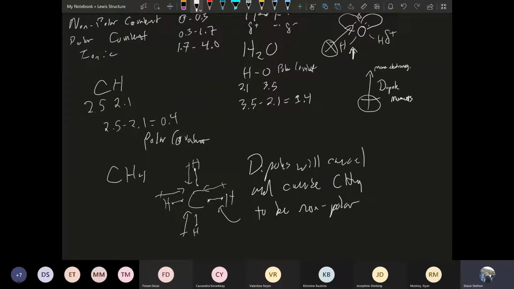So that's where you have to be careful: the bond is polar, but the molecule itself is not polar. So you have to be really careful in how you go about solving for that. Are there any questions with that? Nope.